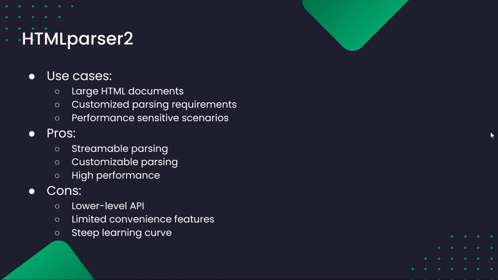Overall, HTML parser 2's streaming, customizable, and performance-oriented nature makes it a suitable choice for handling large HTML documents efficiently and implementing specific parsing requirements. However, if simplicity, convenience, or higher-level manipulation features are a priority, other libraries like Cheerio or JSDOM may be more appropriate.